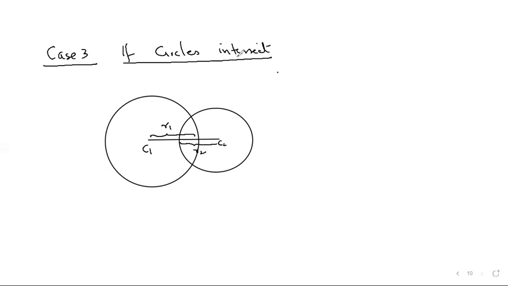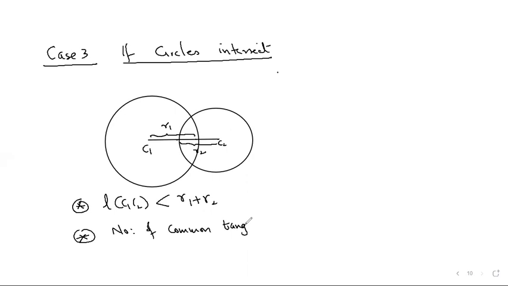So if the circles are intersecting, what condition will be satisfied? The distance between the centers will be less than the sum of the radii. Do you agree with this? This length plus this length will be more than the distance between the centers. Then how many common tangents? Tell me the number of common tangents. 2.